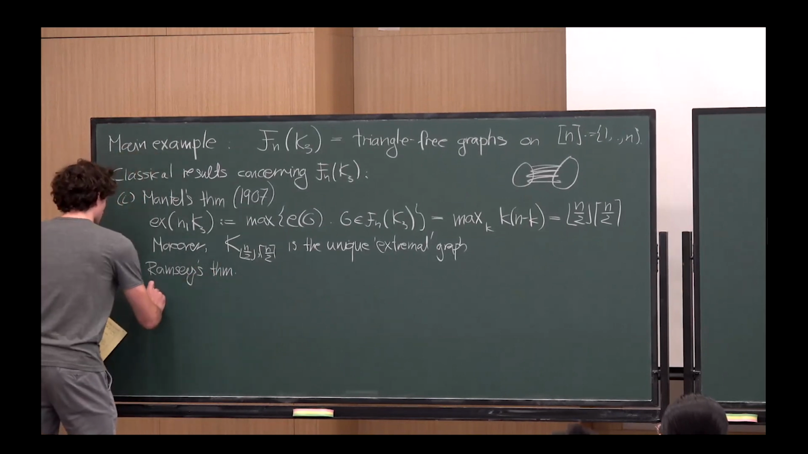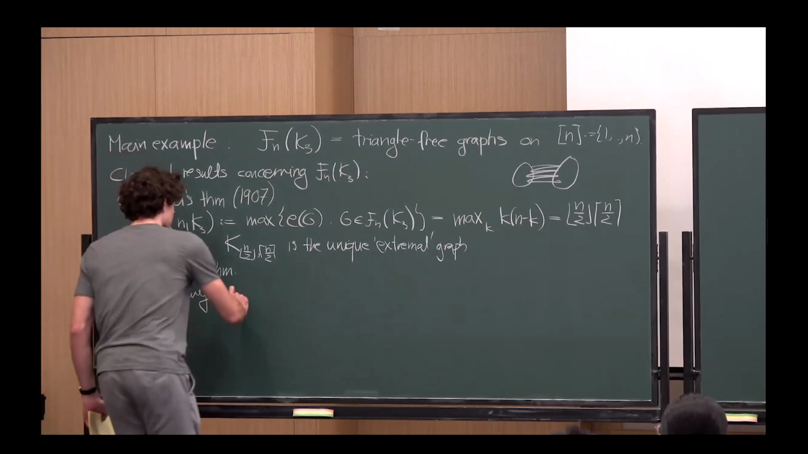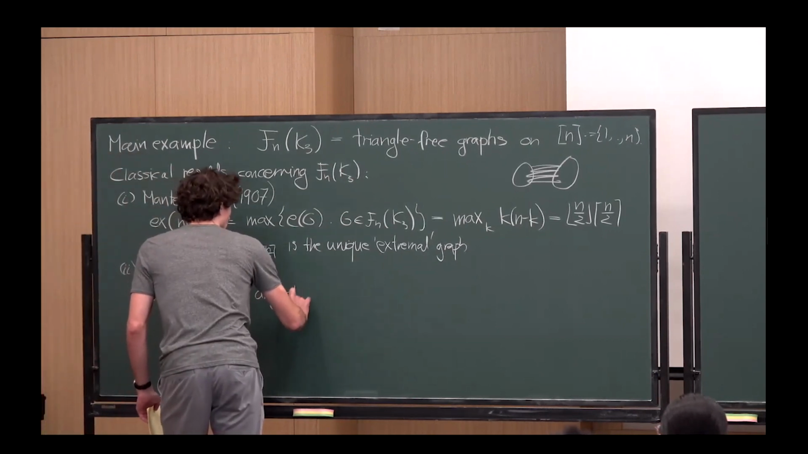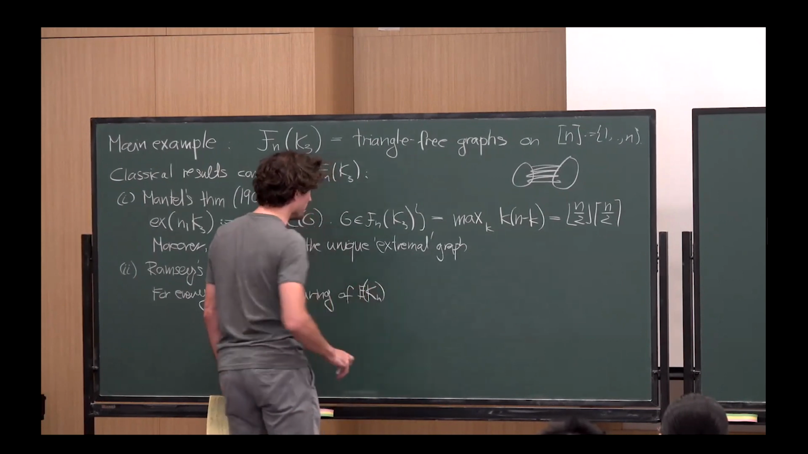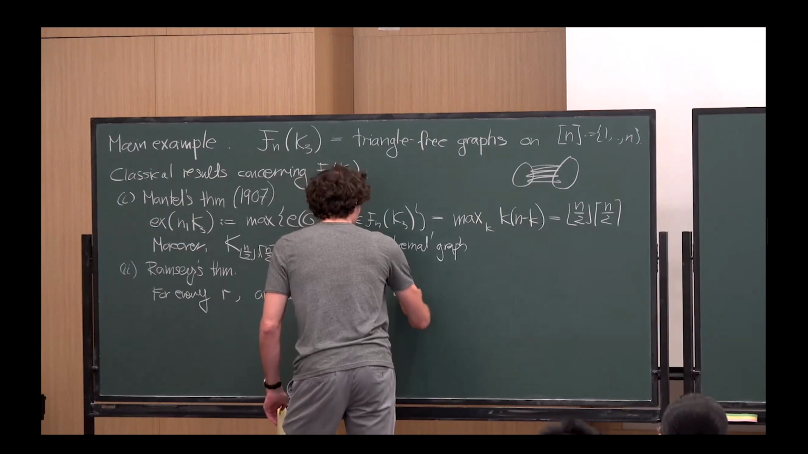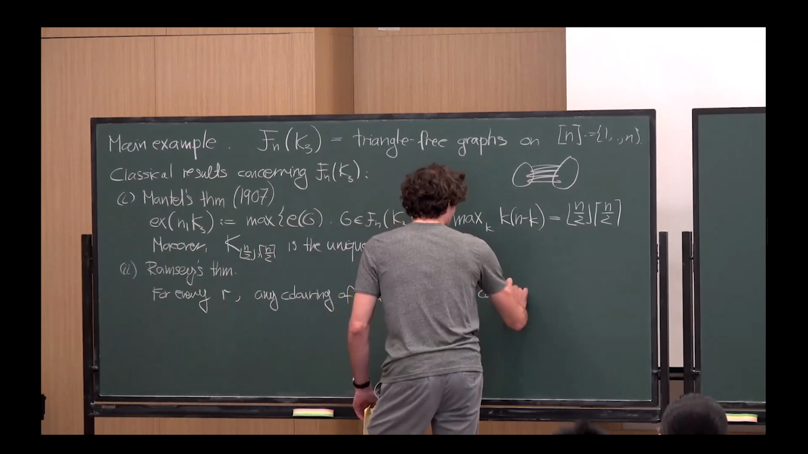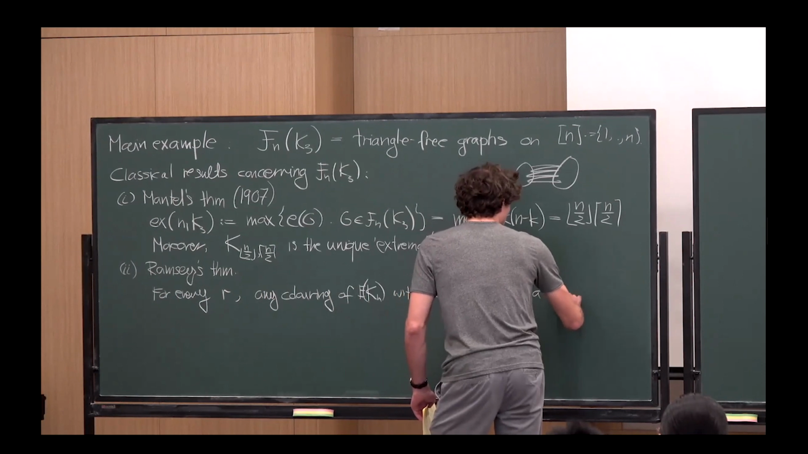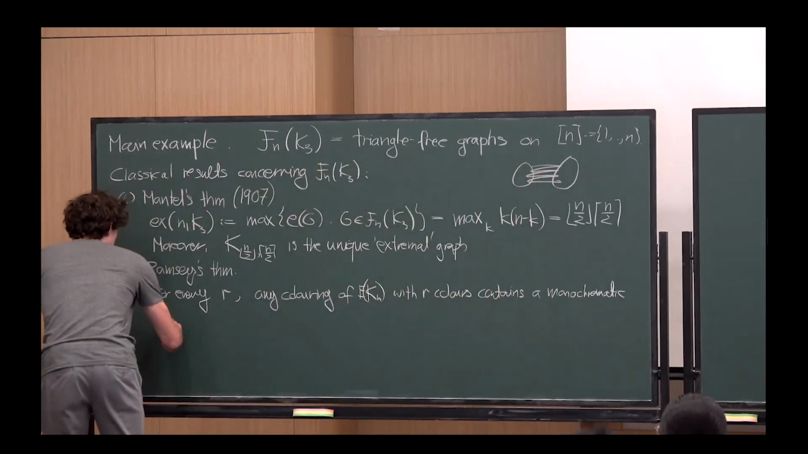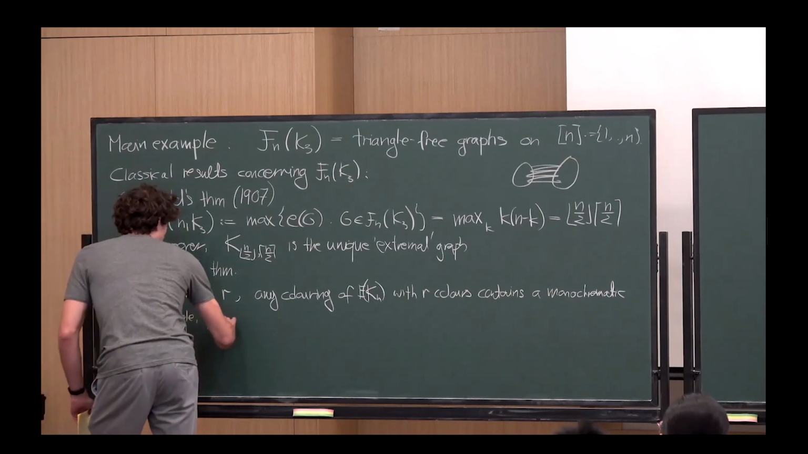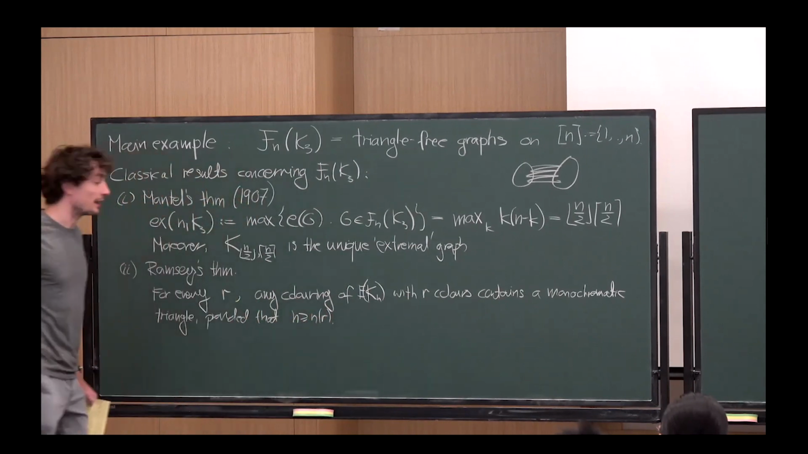Which states that for every integer r, and any coloring of the edges of Kn, the complete graph on n vertices, with r colors contains a monochromatic triangle, provided that n is sufficiently large as a function of the number of colors.